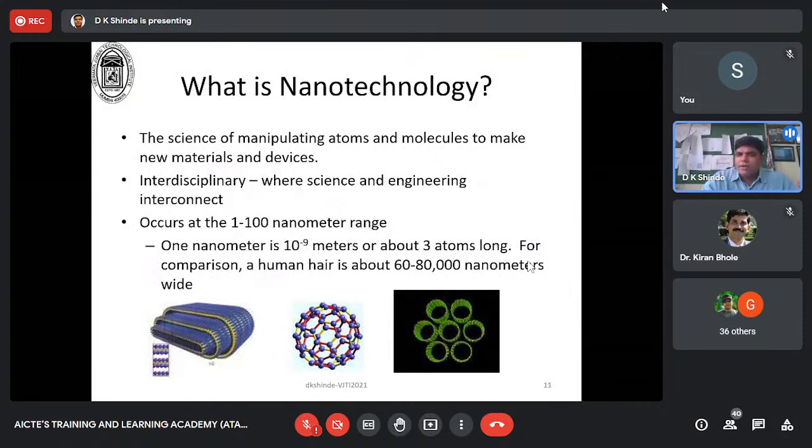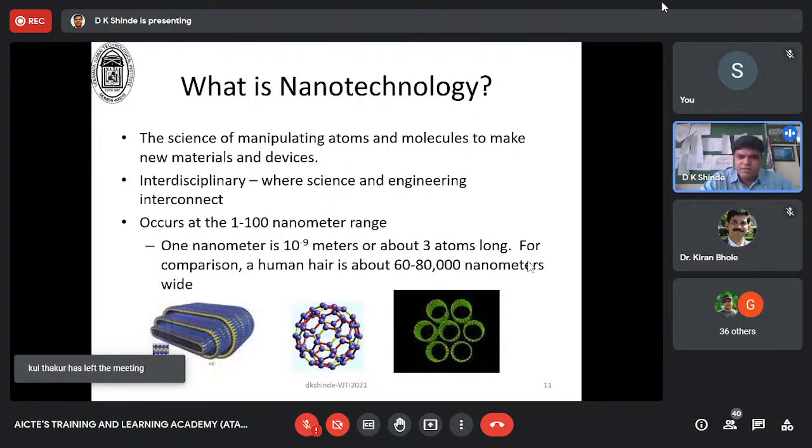So in nanotechnology, we can say this is the science of manipulating atoms and molecules, as shown in some of those early examples. That is creating many new material functionalities and devices.